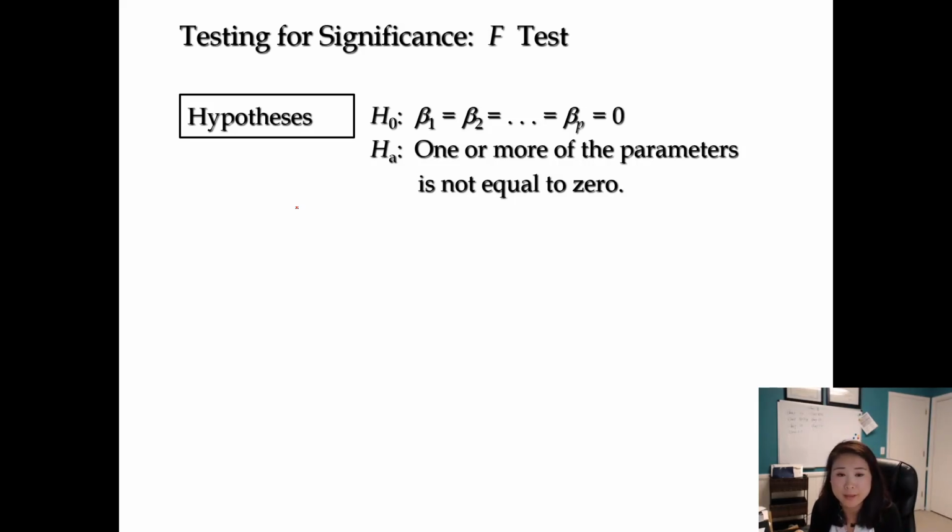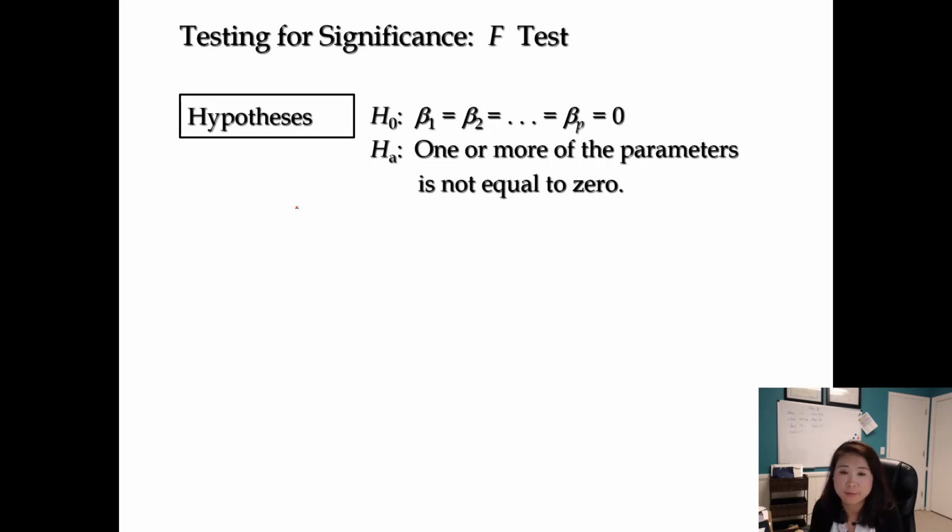Here I'm just showing you the general expression. Later when I show you the example, you will see that it depends on how many betas you have. So the p should be replaced by a certain subscript. And for the H alternative, make sure you always use this phrase: one or more of the parameters is not equal to 0. Please don't use any other notation.